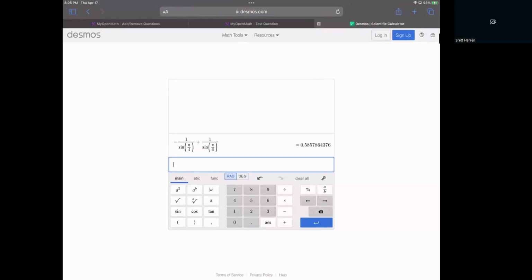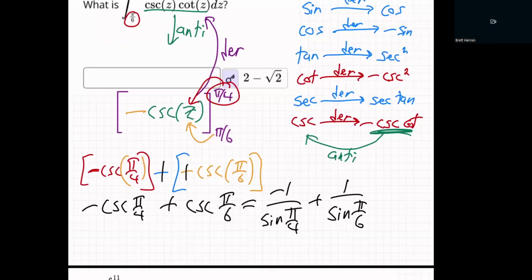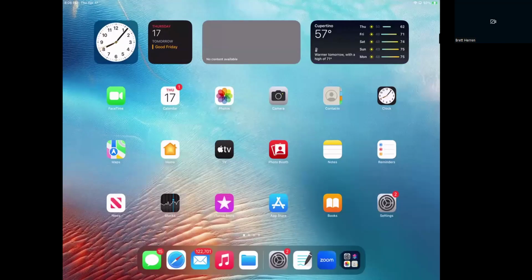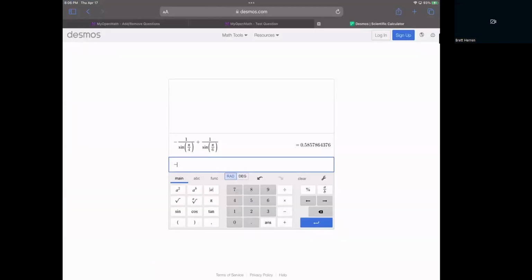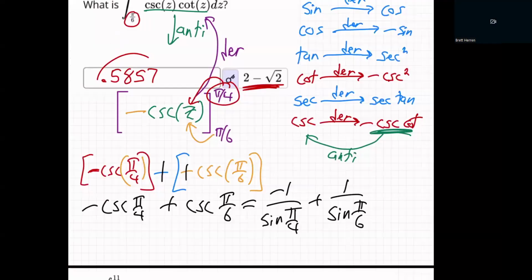We got that number, 0.5857. We can give that answer. They're giving this exact, it's the same thing. Let me show you it's the same. It'll take it either way. 2 minus root 2. See how those are exactly the same number? So we get the right thing. You can just type in that decimal. And so there we go.